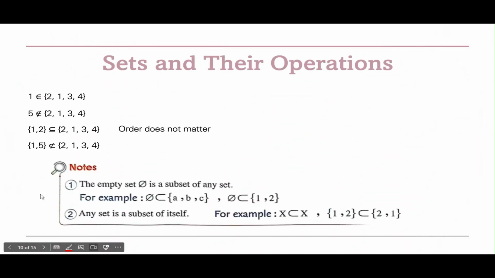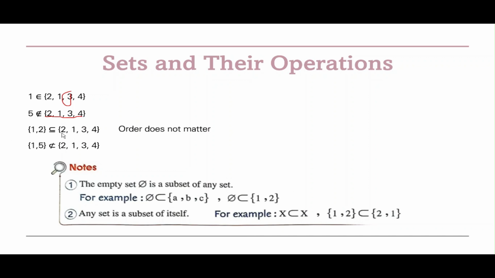We got here 1 belongs to {2, 1, 3, 4}. This belongs to means it's in the set. 5 doesn't belong to {2, 1, 3, 4} means that it does not belong. As you can see, there's no 5 in the set, right? Now we got {1, 2} subset of {2, 1, 3, 4}.